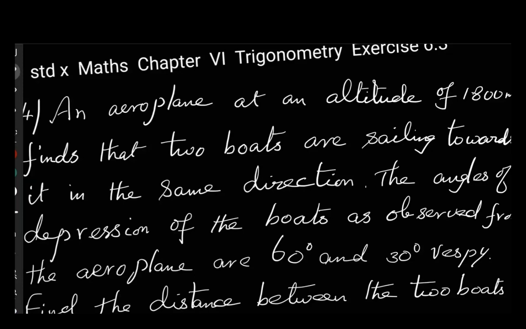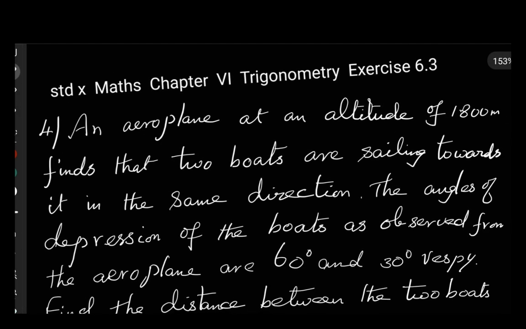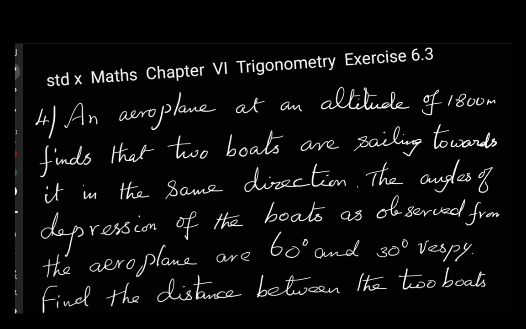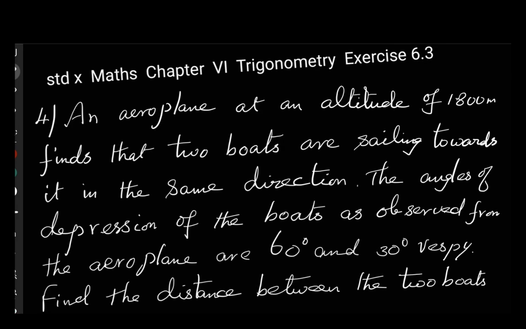Standard 10th Maths, Chapter 6, Trigonometry, Exercise 6.3. An aeroplane at an altitude of 1800 meter finds that the two boats are sailing towards it in the same direction. The angles of depression of the two boats as observed from the aeroplane are 60° and 30° respectively. Find the distance between the two boats.